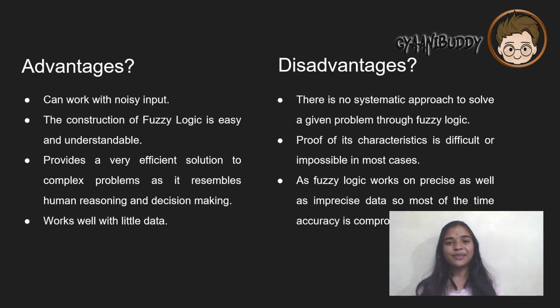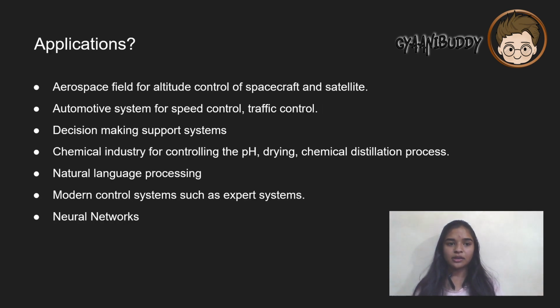Since the data is very vague and it is not precise, there is no systematic approach to solve a given problem through fuzzy logic. Proof of its characteristics is difficult or impossible in most cases. Because the data is ambiguous or vague or it is not precise, proof of its characteristics becomes difficult. So, next point is as fuzzy logic works on precise as well as imprecise data, most of the time accuracy is compromised. Okay, now let's look at some of the applications of fuzzy sets.